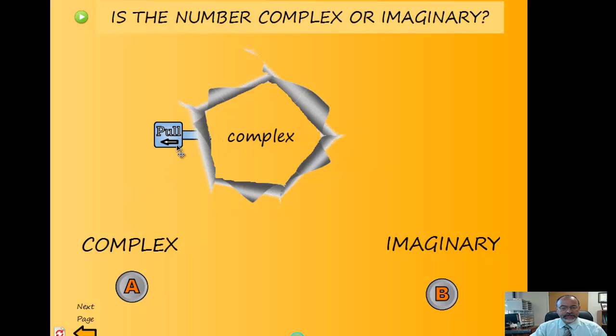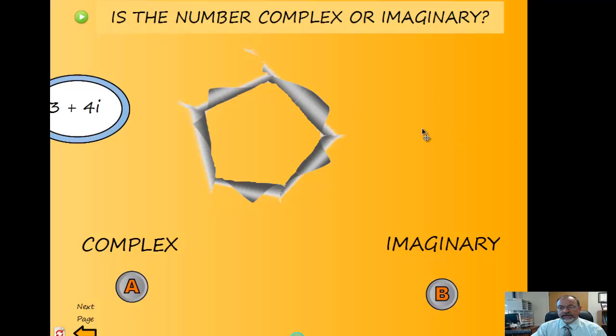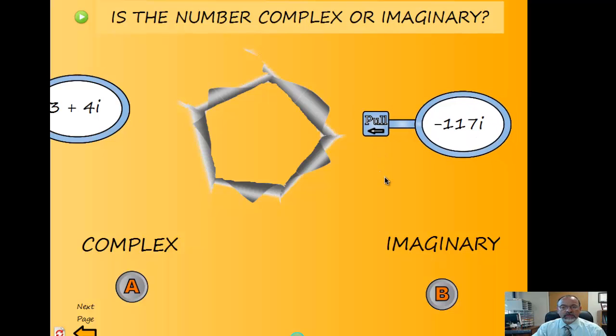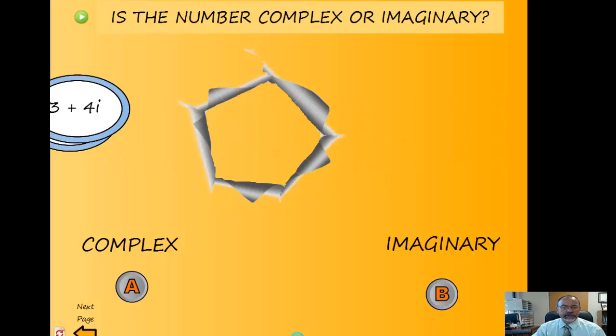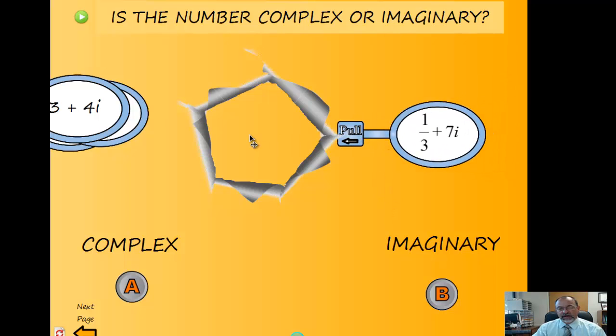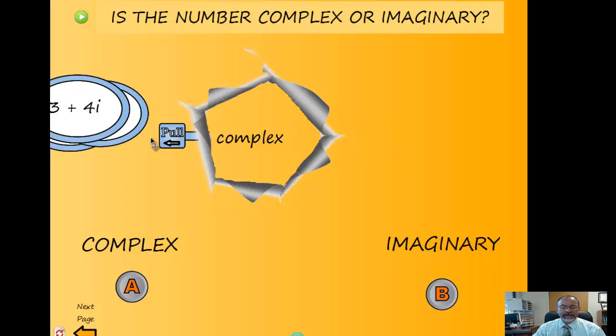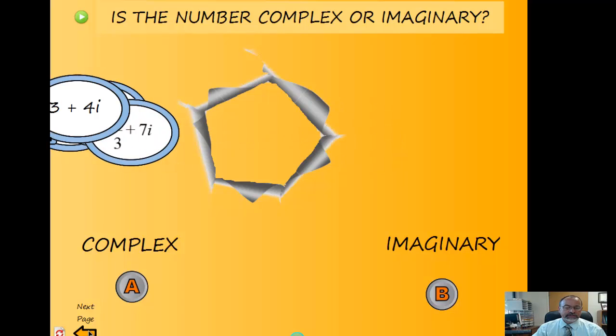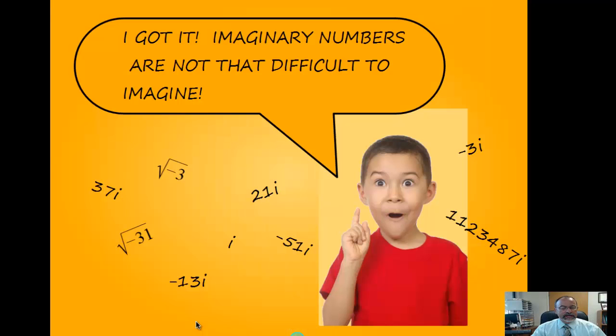Okay? So let me change utensils here. Let's pick another one. Is this a complex number or imaginary? This would be imaginary because it has no real part to it. This number here would be complex or imaginary? This would be complex because it has both a real part and an imaginary part. And one more. Is this complex or imaginary? This would be a complex number because, again, it has both an imaginary part and a real part. Okay, so that's the difference between complex numbers and imaginary numbers, and they really are not that difficult.